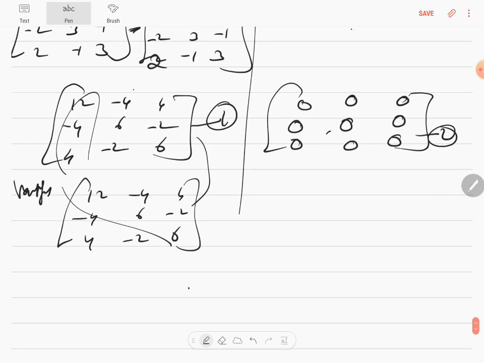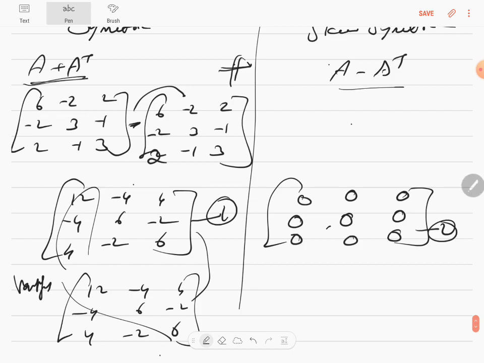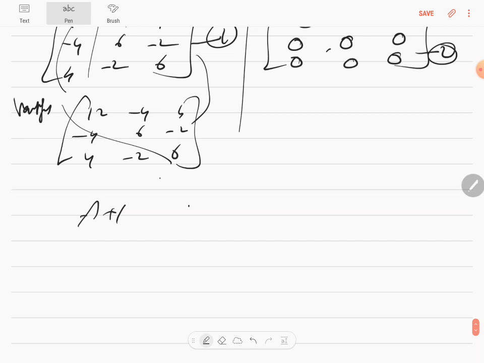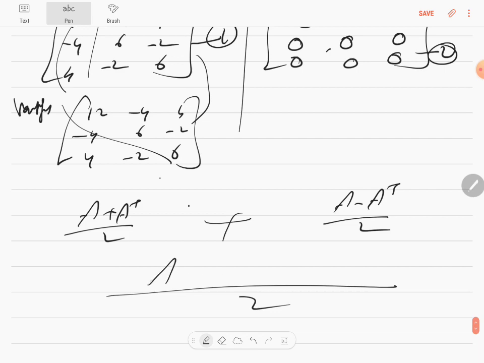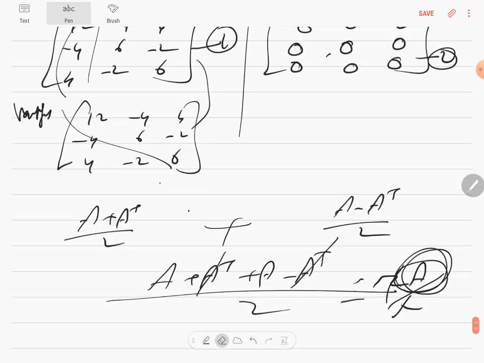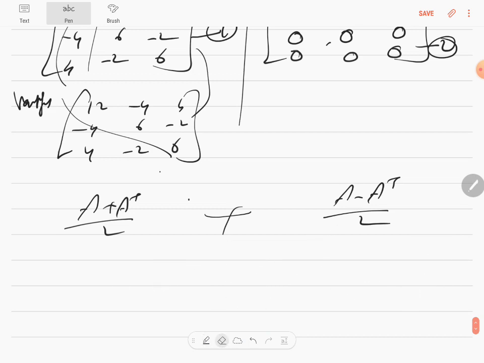And the whole point is, it's not A plus A transpose and A minus A transpose. You have to additionally do one thing here. You have to do A plus A transpose by 2 and A minus A transpose by 2. Why? Because when you add it, 2 will be the LCM. A plus A transpose plus A minus A transpose, you get 2A by 2. 2 and 2 get cancelled, you get back A. To get back A, you have to divide it by 2. Both the symmetric and skew symmetric, you have to divide by 2 and then add.